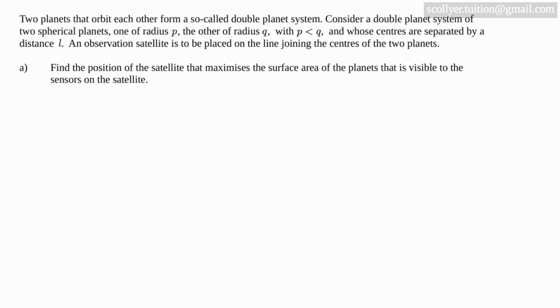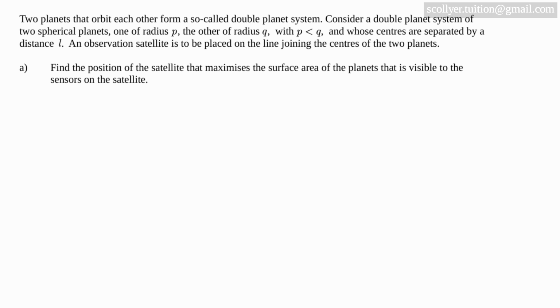Two planets that orbit each other form a so-called double planet system. Consider a double planet system of two spherical planets, one of radius p, the other of radius q, with p less than q, and whose centres are separated by a distance L. An observation satellite is to be placed on the line joining the centres of the two planets.